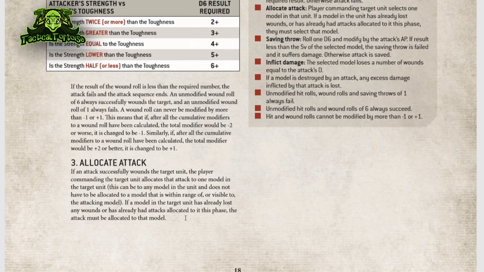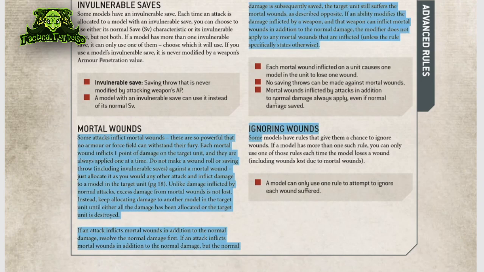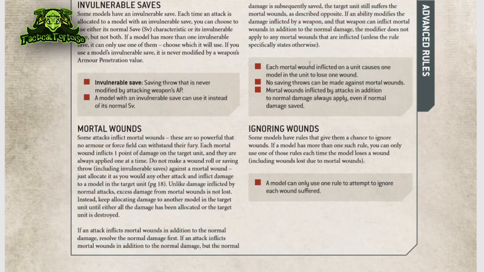So if you allocate a single hit to the Terminator off of Bolter, the next las cannon shot that's going to go into that unit is going to hit that Terminator, so you do have to be a little bit more careful about how you do that. Some rules have been added to specify how mortal wounds interact with other abilities with half damage, for example. We also have an ignoring wounds clause added in here as well.